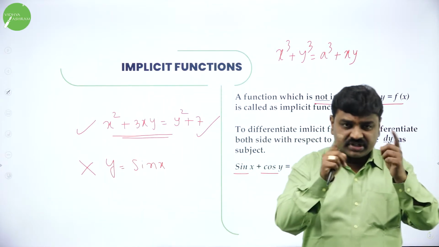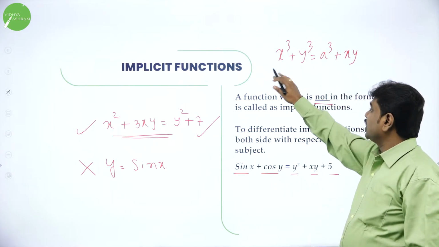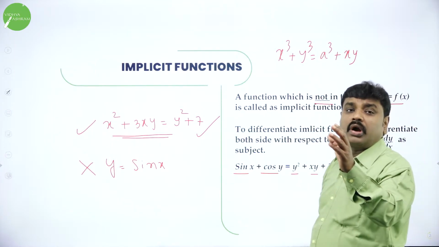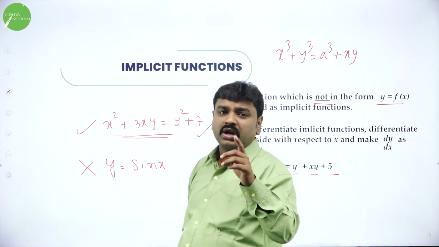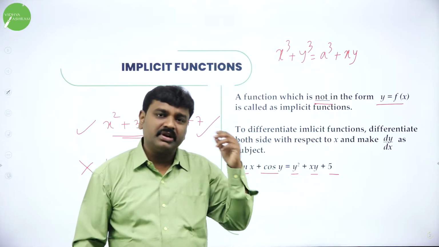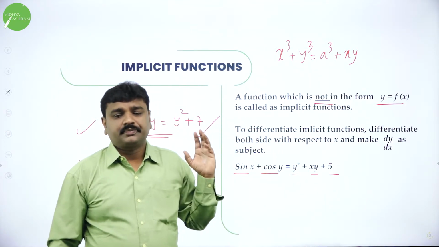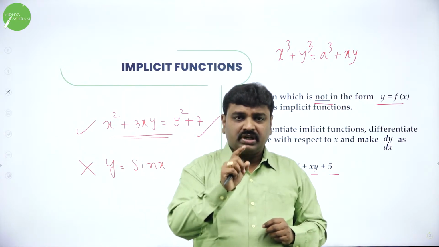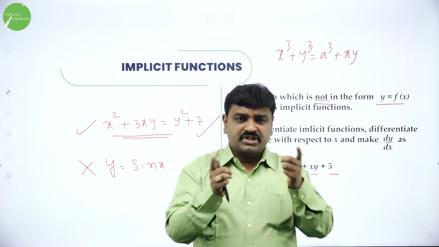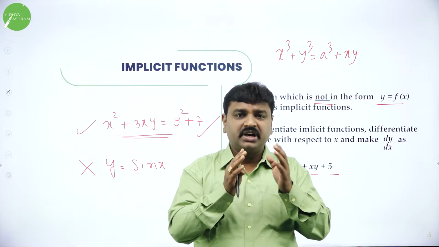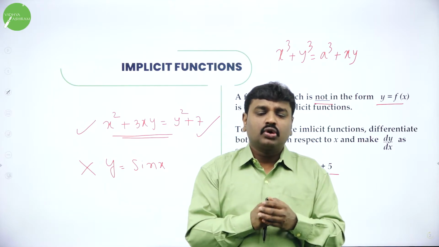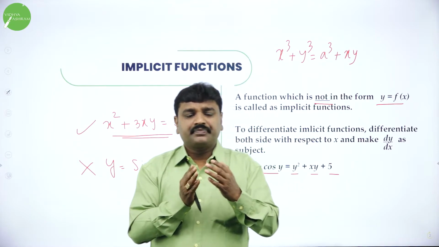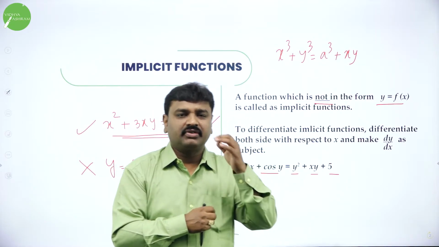What you should do? Differentiate both sides. So for is equal to we have LHS, for is equal to we have RHS. Both the sides you differentiate with respect to x and group all dy by dx terms. Take out dy by dx common and make it as subject. What you should do? First observe, if it is implicit, what you should do? Differentiate both the sides with respect to x. Apply dy by dx on both sides. Then group all dy by dx terms. Then make dy by dx as subject. That will be the answer.